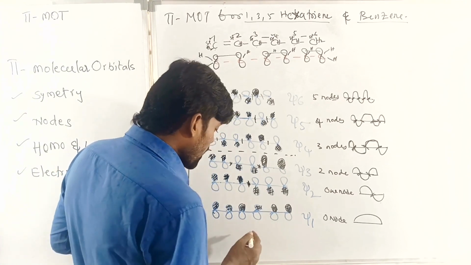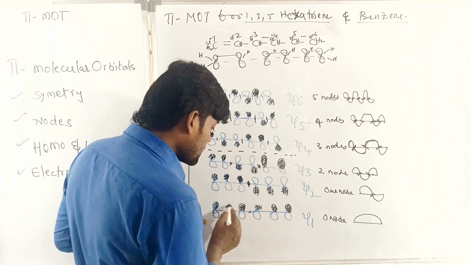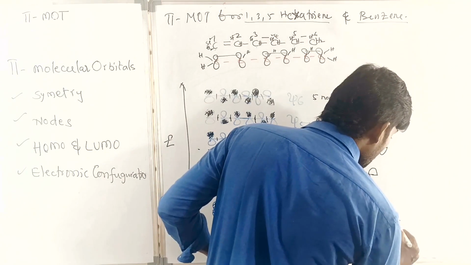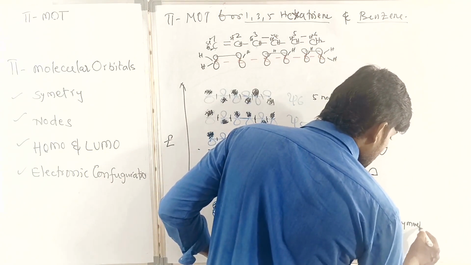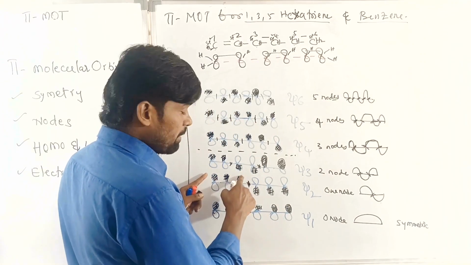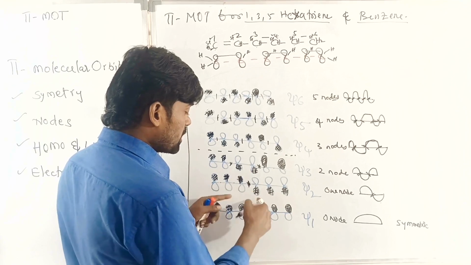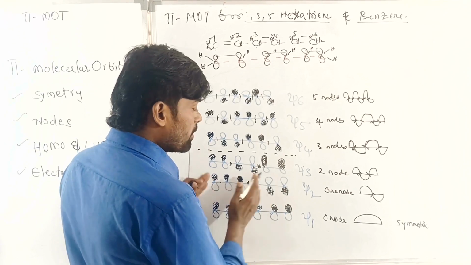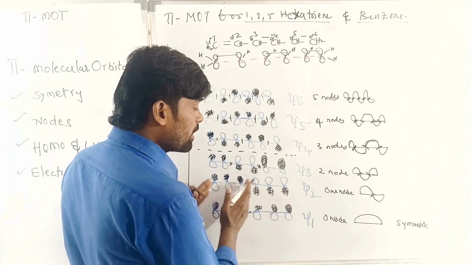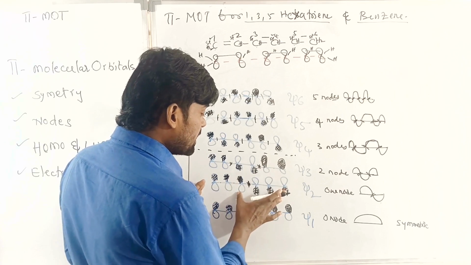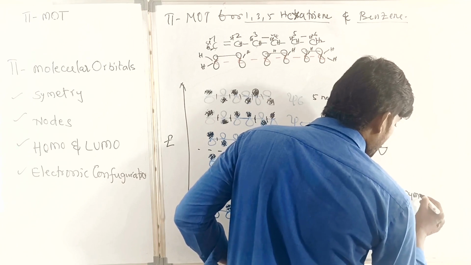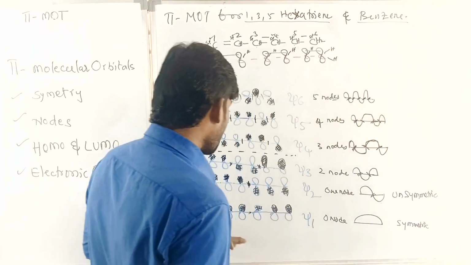Now coming to psi 1, if you cut from here, these 3 are the same, these 3 are the same. So this is symmetric. Psi 1 is symmetric. Coming to psi 2, this is unsymmetric. Upside 3, downside 3, means opposition is there. So this is not a mirror image. When we keep a plane in between these 3 and these 3, there is no mirror image. So it creates unsymmetric nature. Unsymmetric.